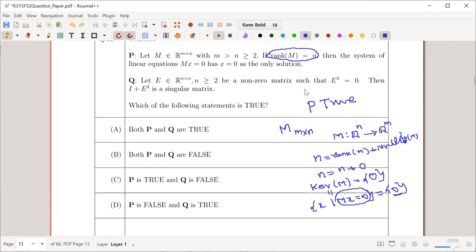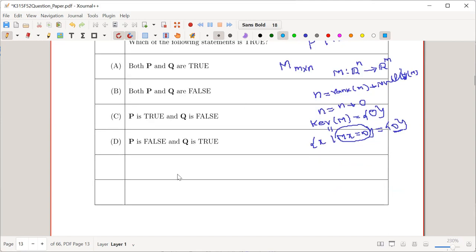Now look at the second statement Q. It is given that E is an n by n matrix with E cube equal to 0. E cube equal to 0 means it is a nilpotent matrix, and all the eigenvalues of a nilpotent matrix are 0. It is an n by n matrix, so there are n eigenvalues, and all of them are 0. These are the eigenvalues of the matrix E.